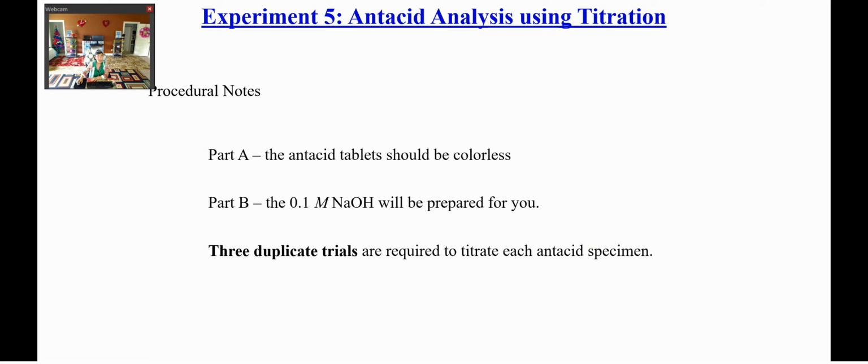To summarize, you have 2 major steps. First one, antacid tablet digestion. You should see a colorless sample. You need to digest this antacid, and then you use 0.1 mol per liter sodium hydroxide to back titrate the hydrogen ions. In each experiment, you do need 3 duplicate trials, so that you can average them to make your results more accurate and trustworthy.